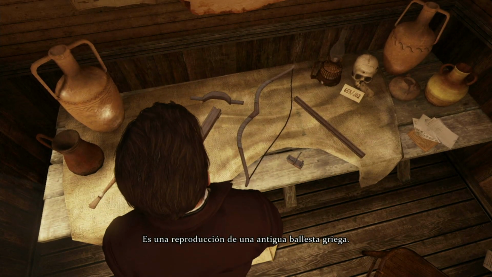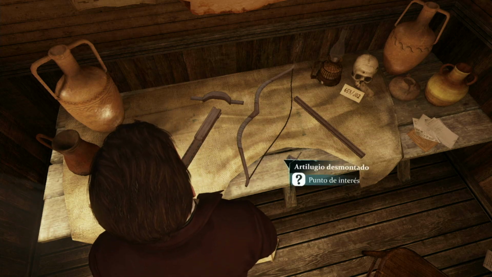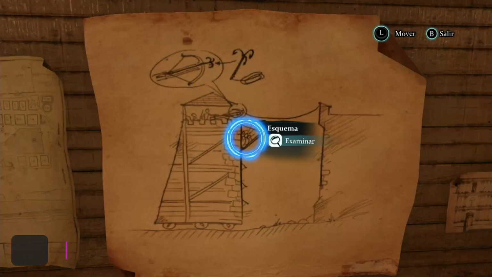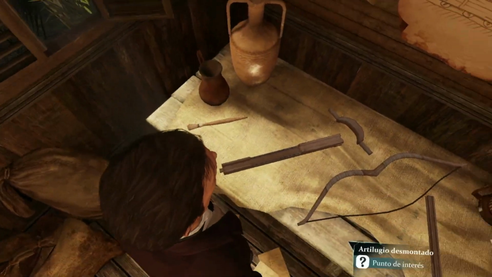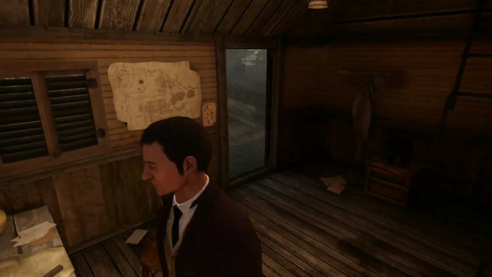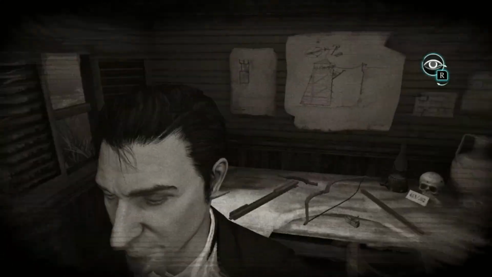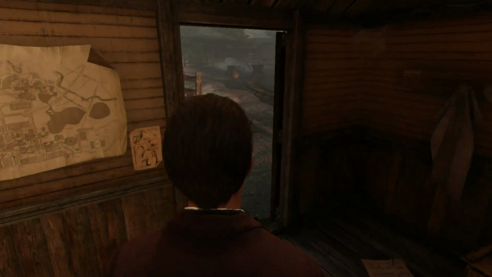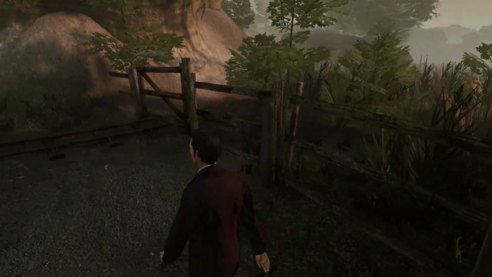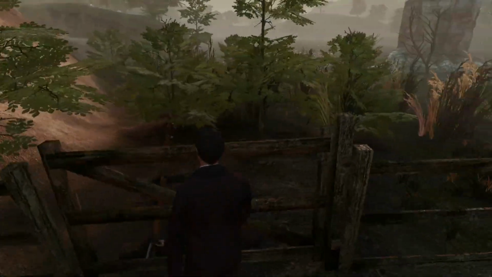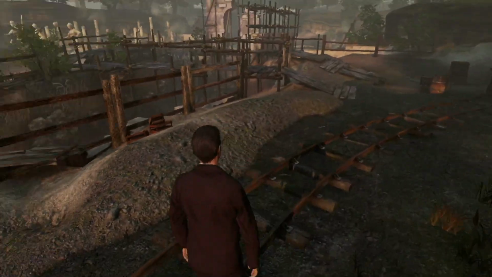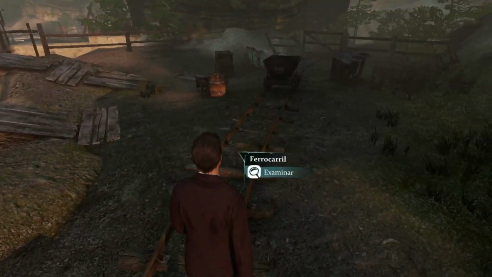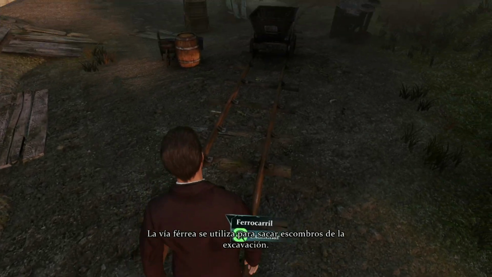This is a reproduction of an ancient Greek crossbow. The gastrofetes were used with ropes and hooks for sieges. This railway is used to remove rubble from the site.